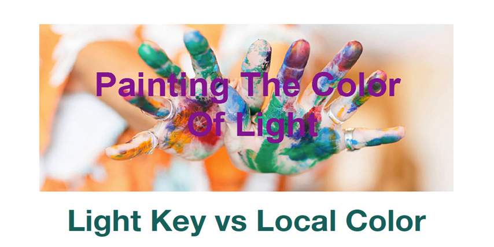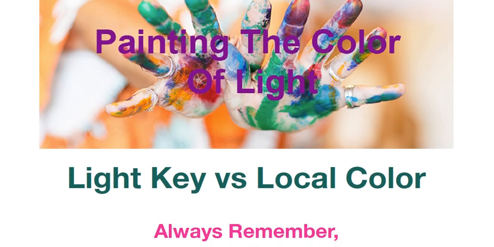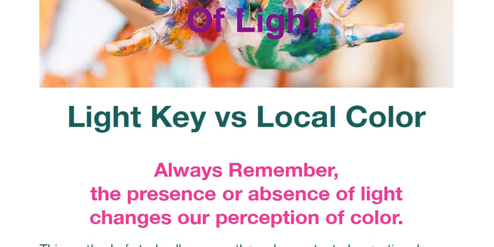Light key is how different light conditions, a gray day, a sunny day, overcast day, low light, for example sunset or sunrise, how those types of light conditions affect local color. We always want to remember that the presence or absence of light changes our perception of color. So without light, we don't have color. So in light, there's no white and there's no black.